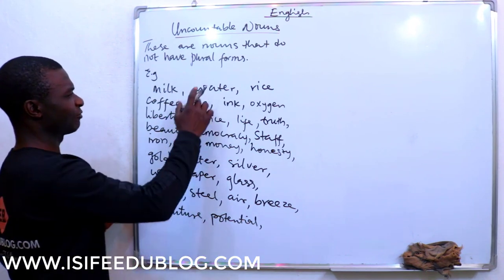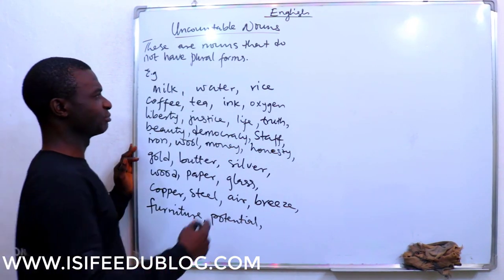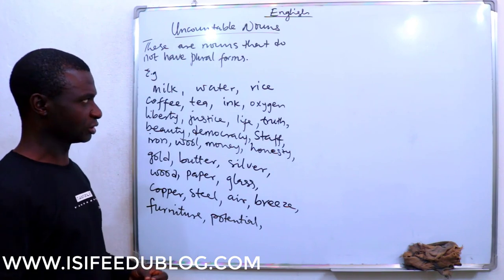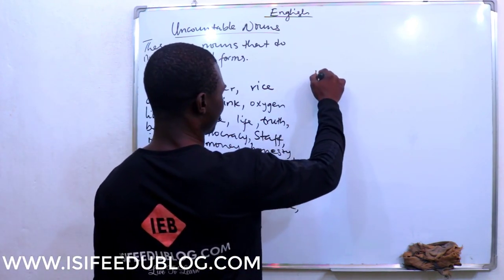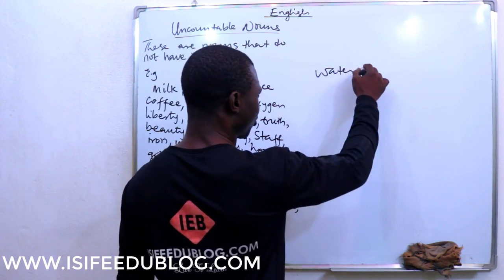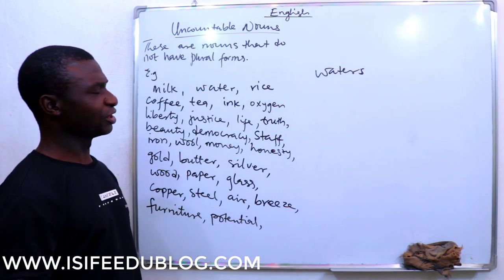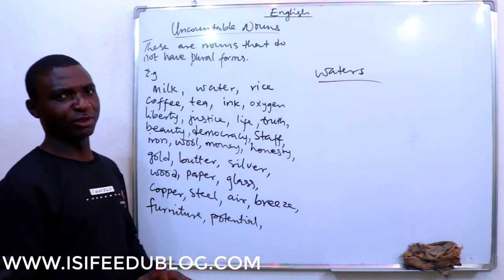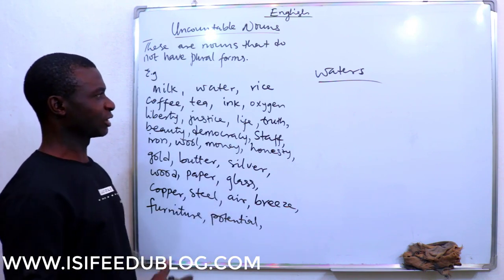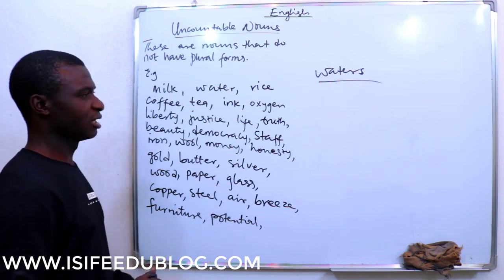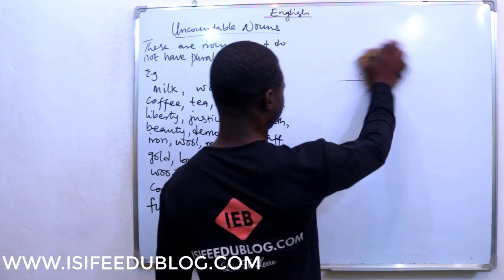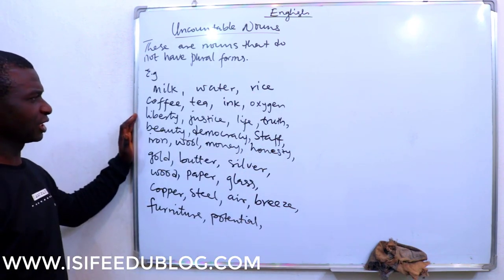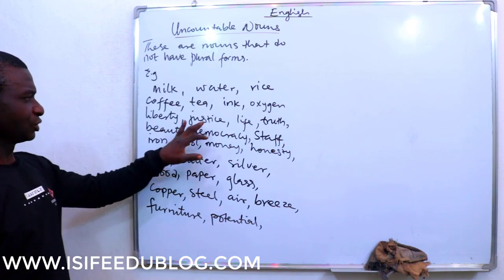Alright? Then we have water. Now, water can be used in the plural form only when you're talking of water in a stream or in the ocean. So you can talk of the waters when you're talking of water in the stream or in the ocean. So you hear things like international waters. It is the body of water we're talking about. But when water is in a container, it is not pluralized. Okay. So we have rice, coffee, tea, ink, oxygen, liberty, justice.